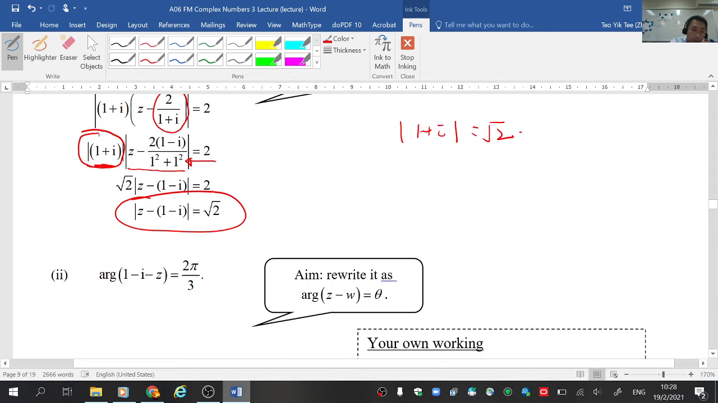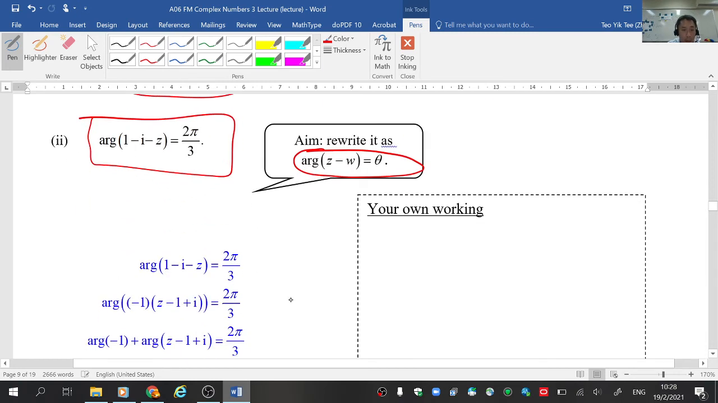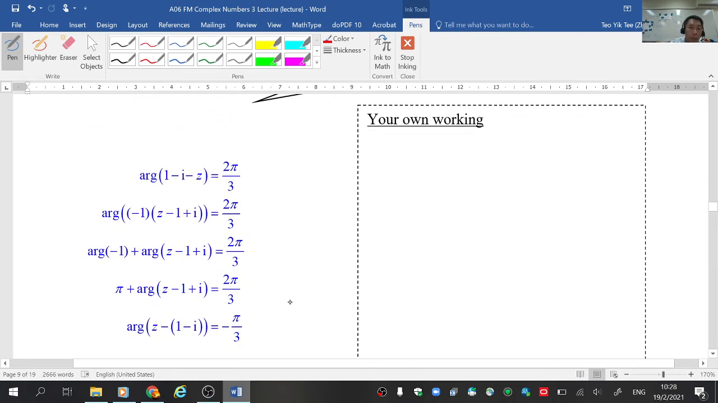So same thing for the second one, it looks very close to a standard locus for a half line, but then it's not in this form yet. Okay, this is the form that I'm trying to reach. So again, I need to do some adjustment. Okay, so how to do adjustment is factor out my minus 1. Okay, and based on your rules of argument, which is very similar to your rules of logarithm, I'm going to split into argument minus 1 and argument z minus 1 plus i.